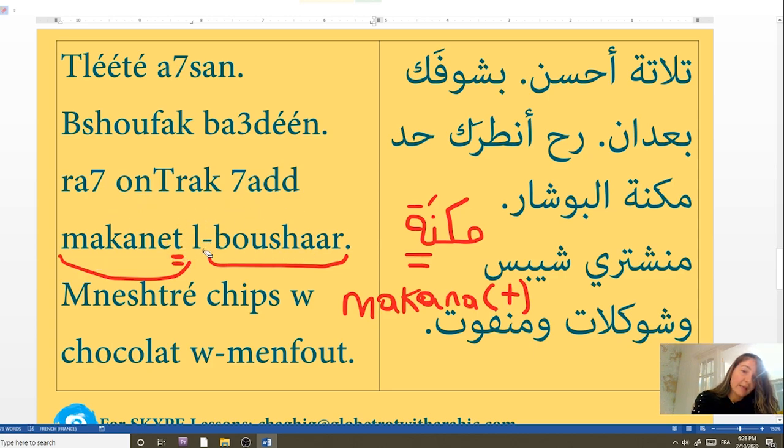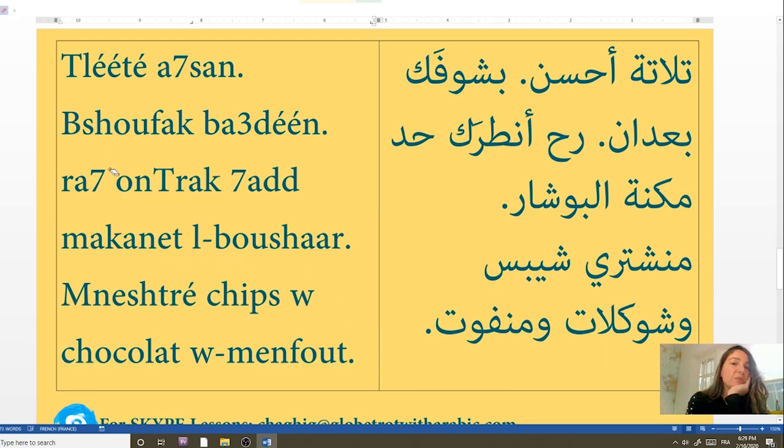You put the il to the second word. You don't put it to the first word. In English, you say the machine of the popcorn. In Arabic, you just say machine, the popcorn. We don't even have of. Machine of the popcorn, basically. So رح أنترك حد مكانة البشار. I will wait for you next to the popcorn machine. And we also say مكانة البوبكورن. We don't say popcorn, we say popcorn.